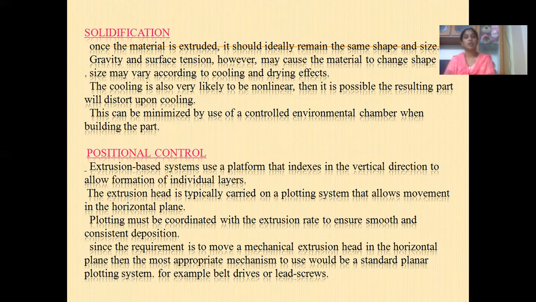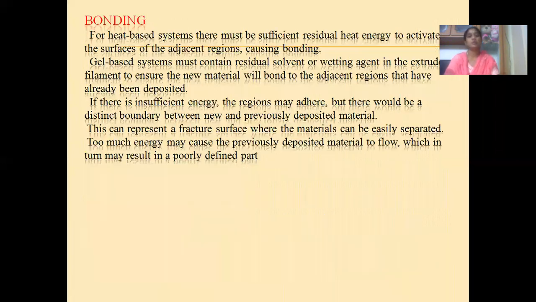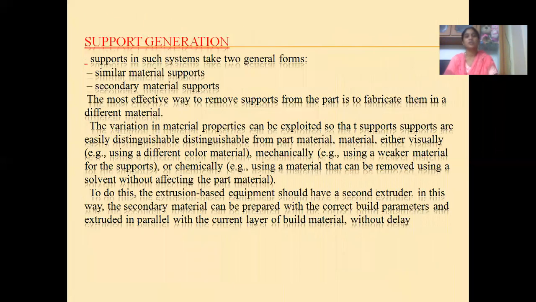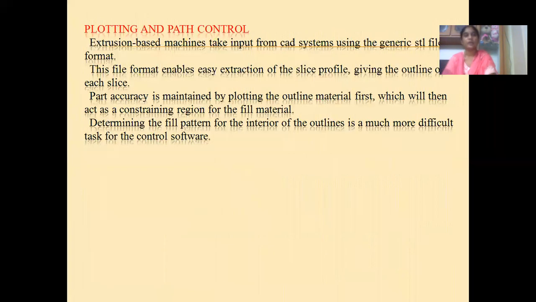Next, position control. Position control can also be plotted by different methods using the different applications of the extrusion process. Next, support generation. Supports in such systems can take two general forms: similar material systems and secondary material systems. This variation can be easily identified in the support generation systems. Okay, plotting and path control.